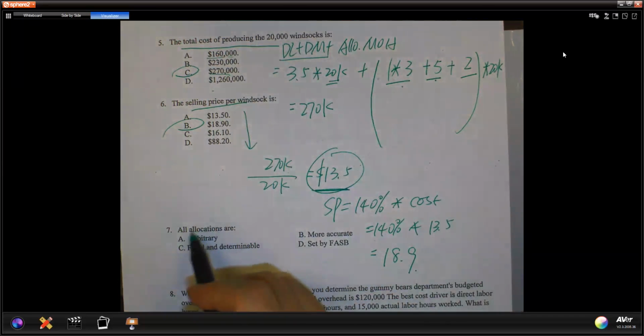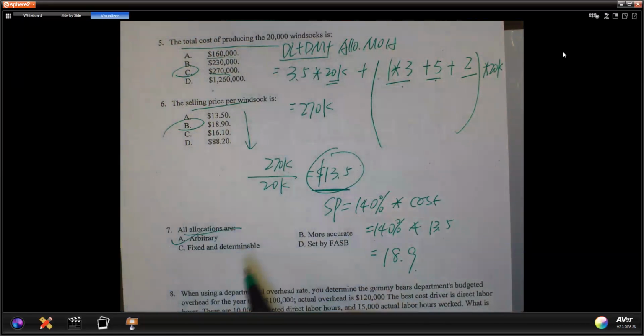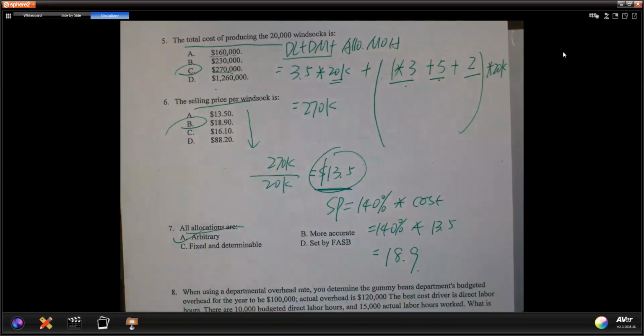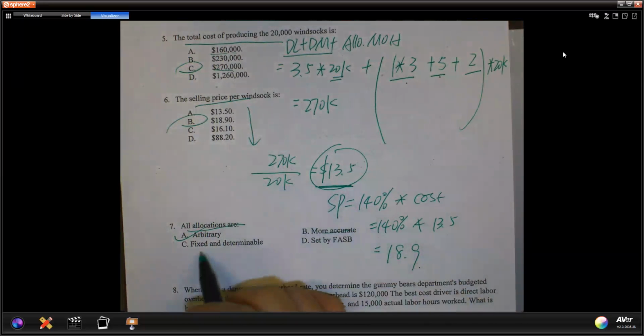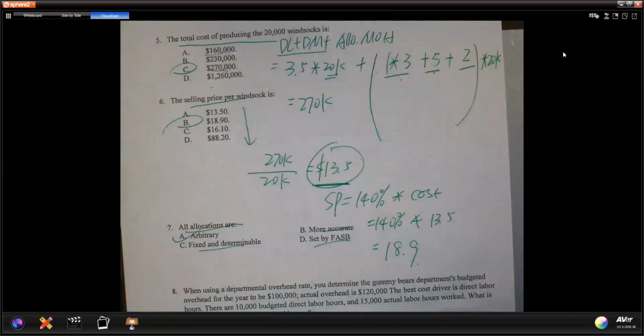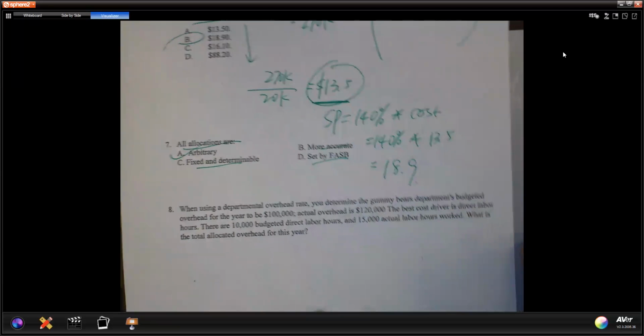Next one, all allocations are arbitrary, right? No matter, depending on the company. The other options, more accurate and fixed, don't even give us the requirement.